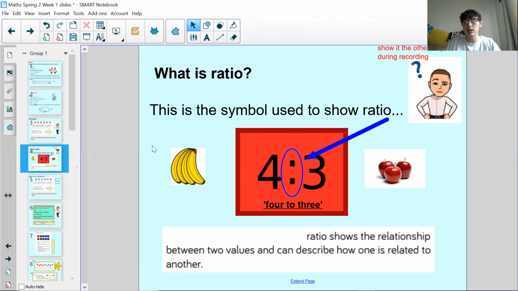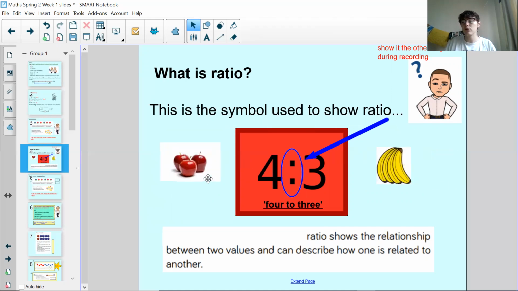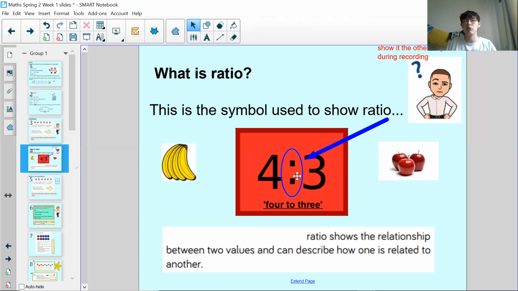I've got 4 bananas on one side and 3 apples on the other side. So it is 4 to 3. The ratio of bananas to apples is 4 to 3, okay? And if I change these symbols around, if I put the apples on this side and the bananas on this side, it wouldn't make any sense because there's not 4 apples on that side. There are 4 bananas. So our ratio would then switch to 3 to 4. The ratio of apples to bananas would be 3 to 4. So it would change the other way round, okay? It's important to keep that in mind. So this is our correct ratio.